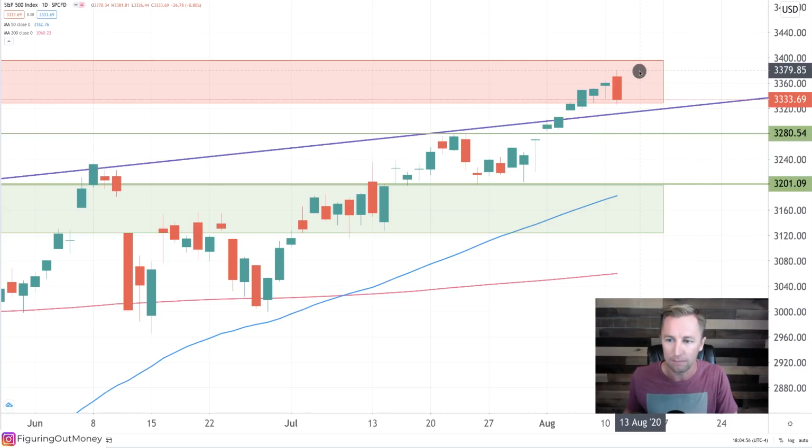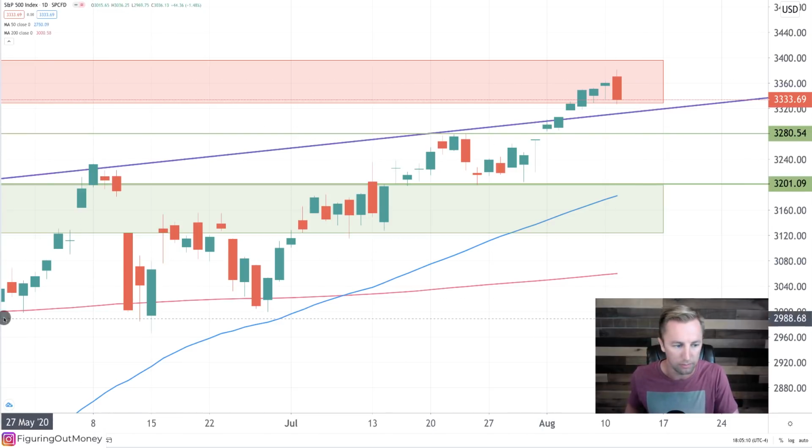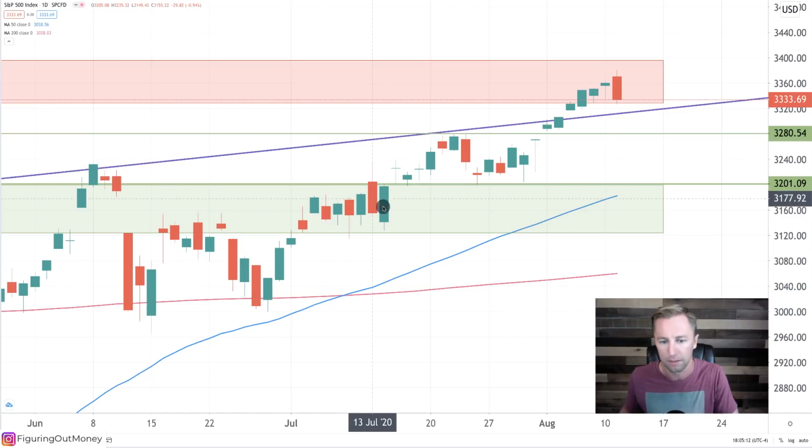The market has been pushing higher to this 3400. It looks like the market does want to test it. Will it get there? I personally think that yes, it will eventually get there, but we're going to see pullbacks along the way. That's what the market's been doing. We've been having run-ups and pullbacks, run-up, pullback, run-up, pullback. Might see the pullback here.